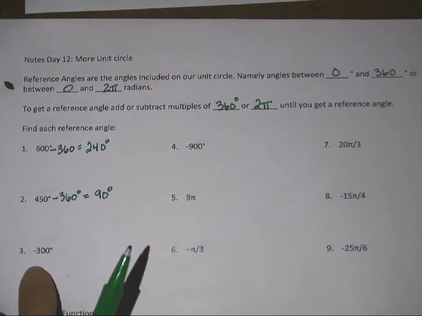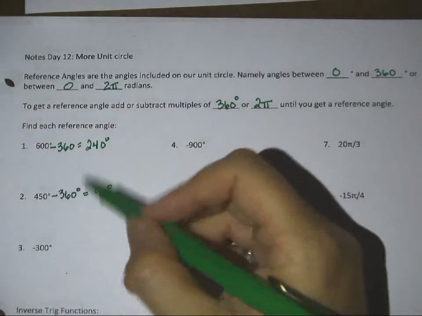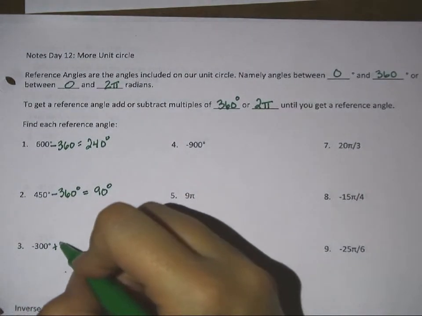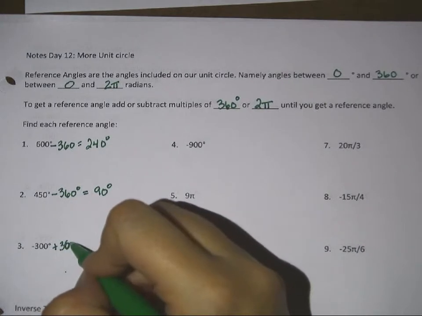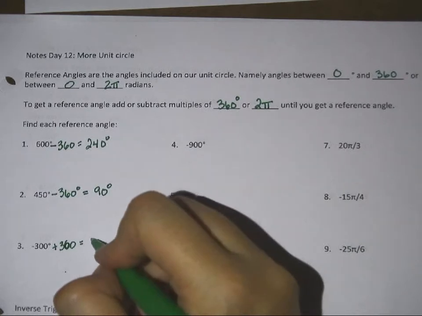If I have a number that's smaller than 0, like negative 300, instead of subtracting, I'm going to add 360. Negative 300 plus 360, that's 60.